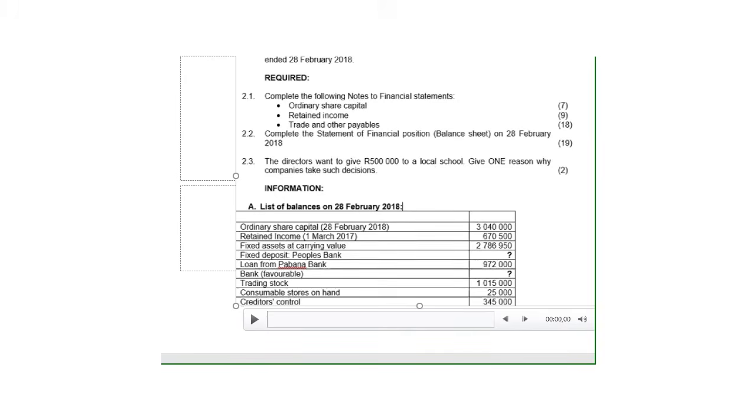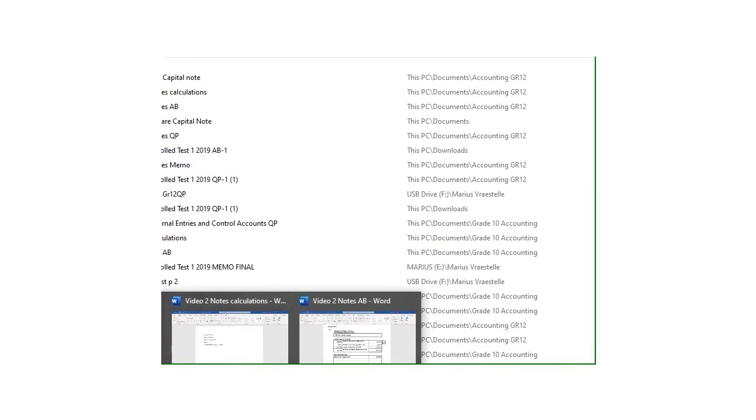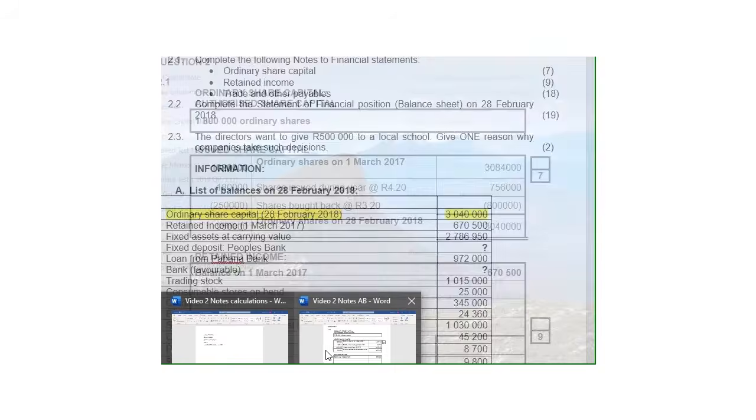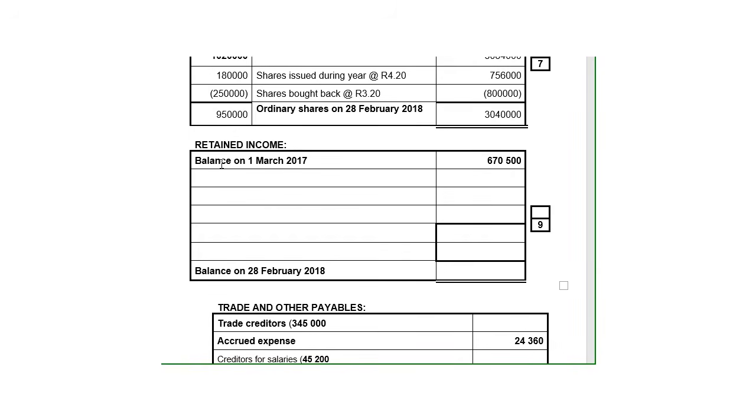So let's get to it. The retained income note. First of all, I must know the layout. I'm going to put in whatever I know should be in there. It always starts with the opening balance. To that, I'm going to add the net profit after tax, because that is what the owner will put into his pocket.